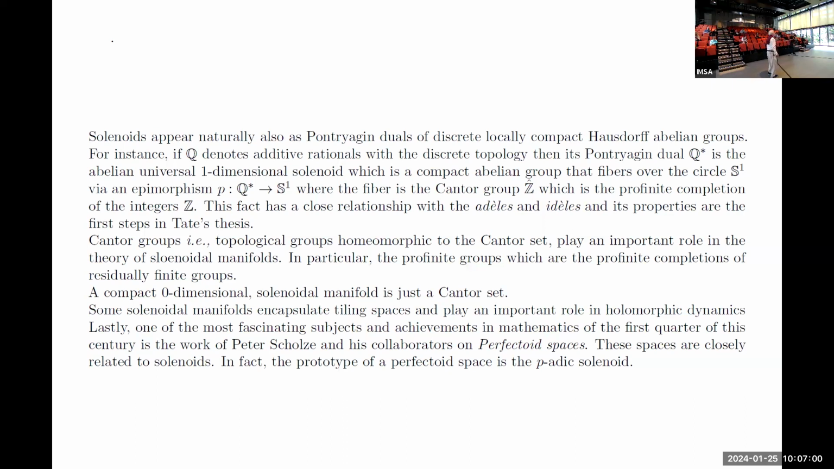If you take the whole group of the rationals, then you get a beautiful object called the adelic solenoid. And it's a beautiful object that contains a lot of arithmetic.